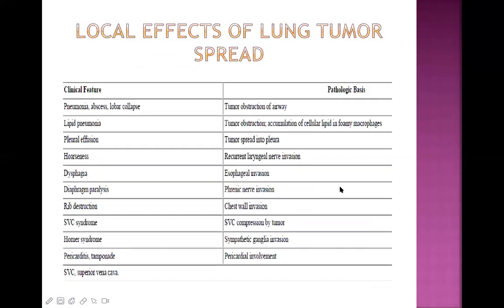Now we are coming towards the end of this bronchogenic carcinoma topic. A very important point is still left: what are the local effects of lung tumor spread, and what are the distant effects? Let's talk about the local effects first, and then we move on to the distant effects. See here, pneumonia, abscess, and lobar collapse can occur because of tumor obstruction of the airway. Tumor is a mass. It may block the airway, it may compress the airway. So all these clinical features would be there. Quite easy to understand.